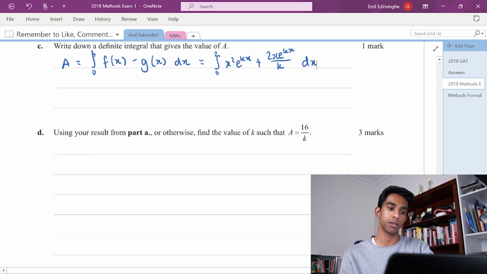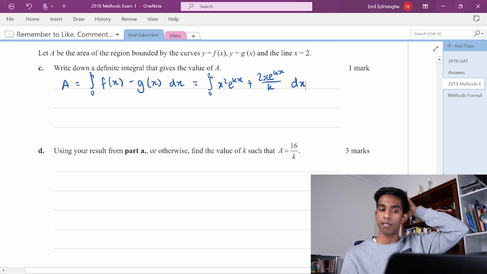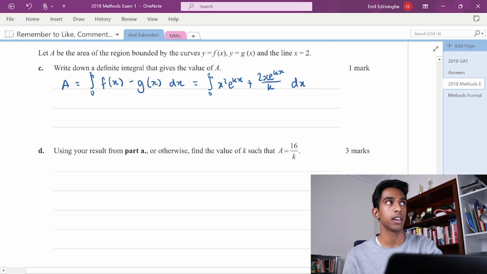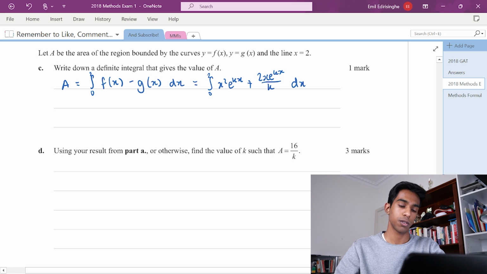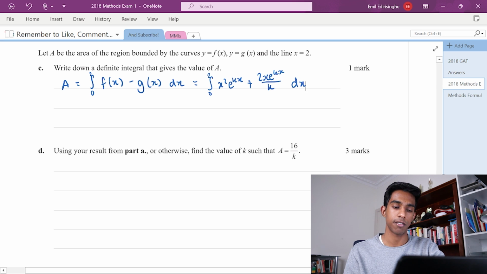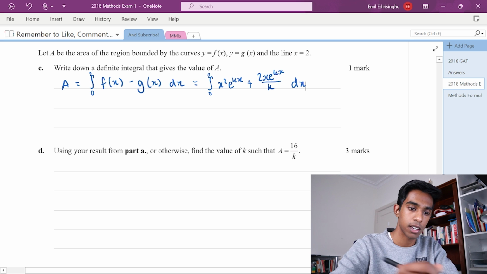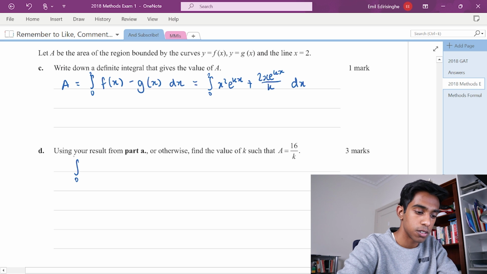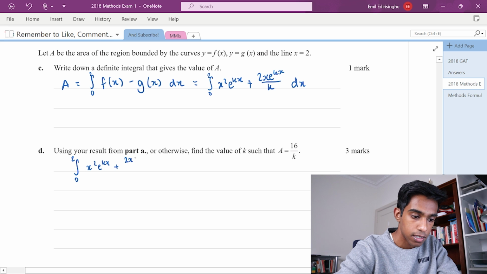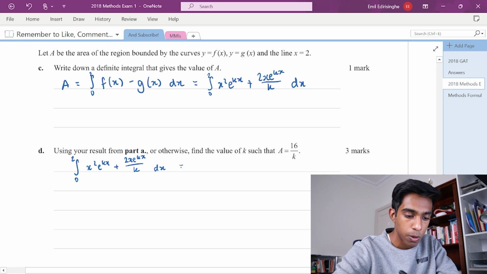Now we've got the next part, which says, using a result from part A or otherwise, find the value of k such that a equals 16 on k. So we want this definite integral here to find the value of k such that a equals 16 on k. So we've got the definite integral from 0 to 2 of x squared e to the kx plus 2x e to the kx on k dx. And we want this to be equal to 16 on k.